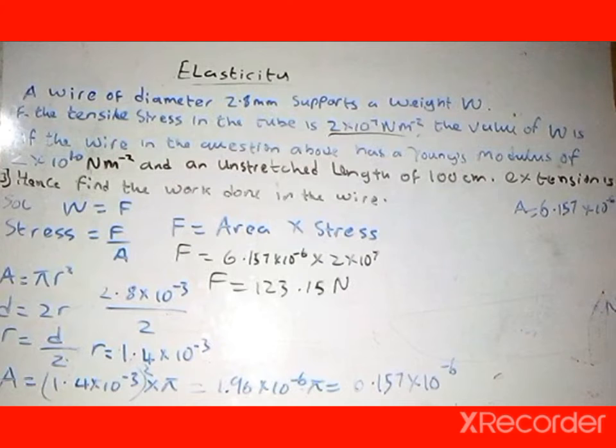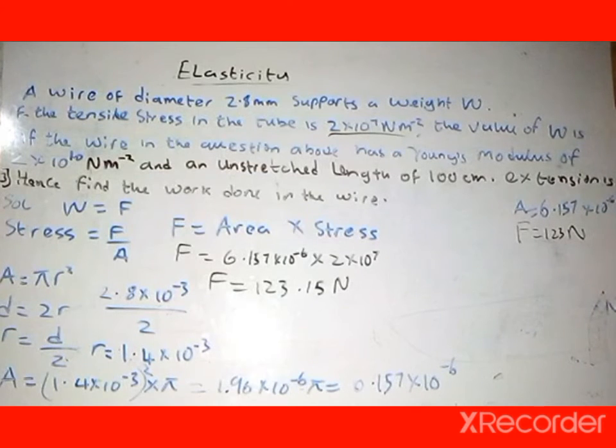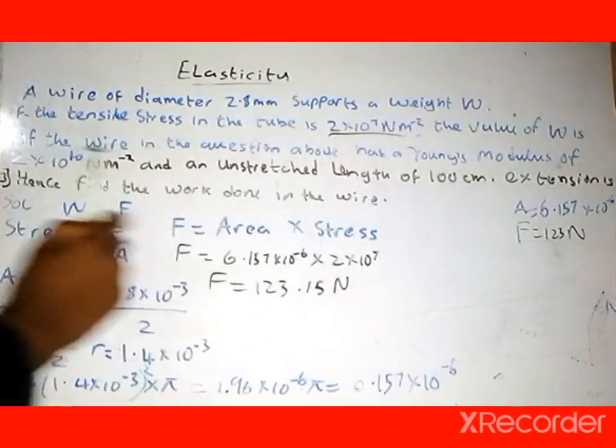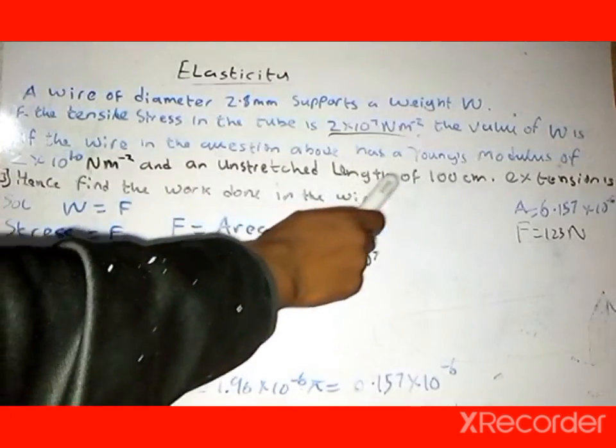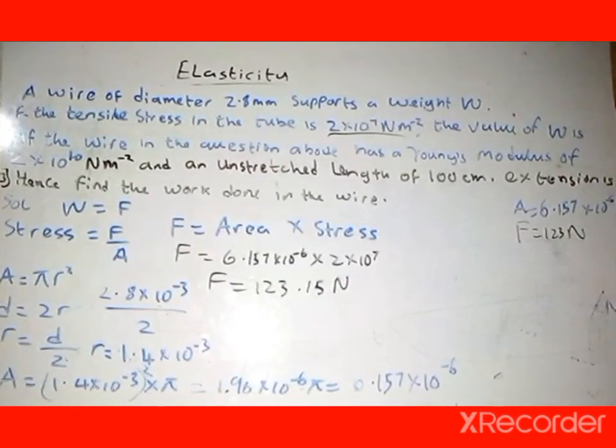Let's say it is 123 Newton. Now we've done the first question, and our force is equal to our weight. Hence this force is the same thing as weight. So now if the wire in the question above has the Young modulus of this and unstretched length of this, what's the extension? We are asked to look for the extension now.